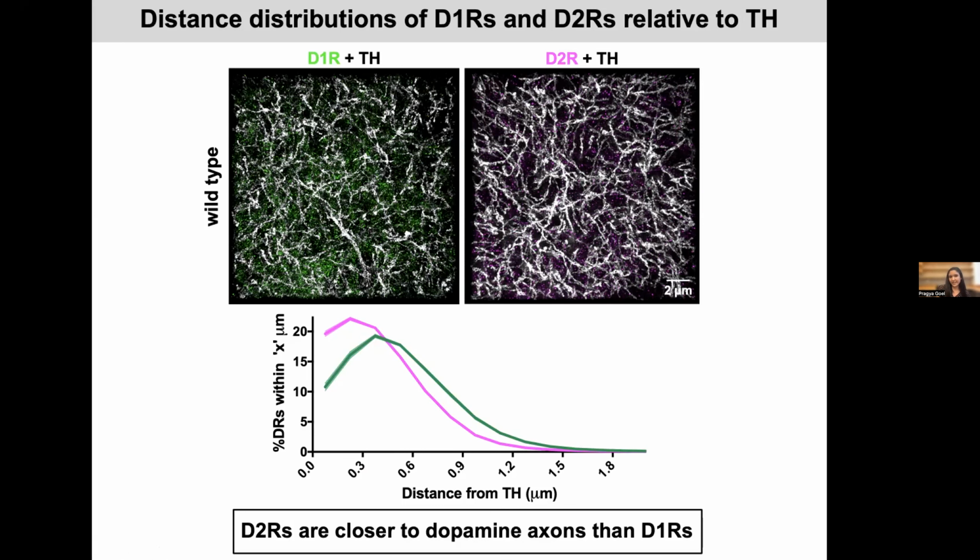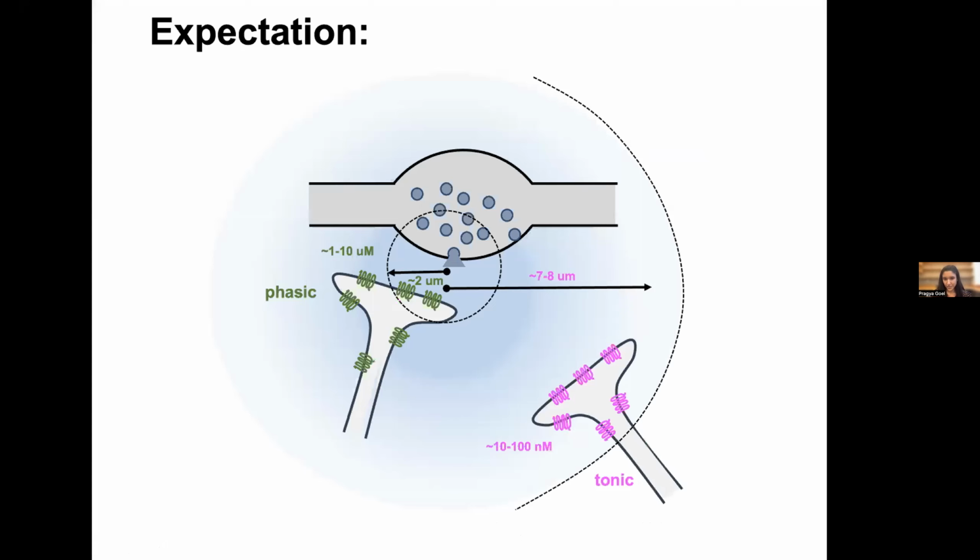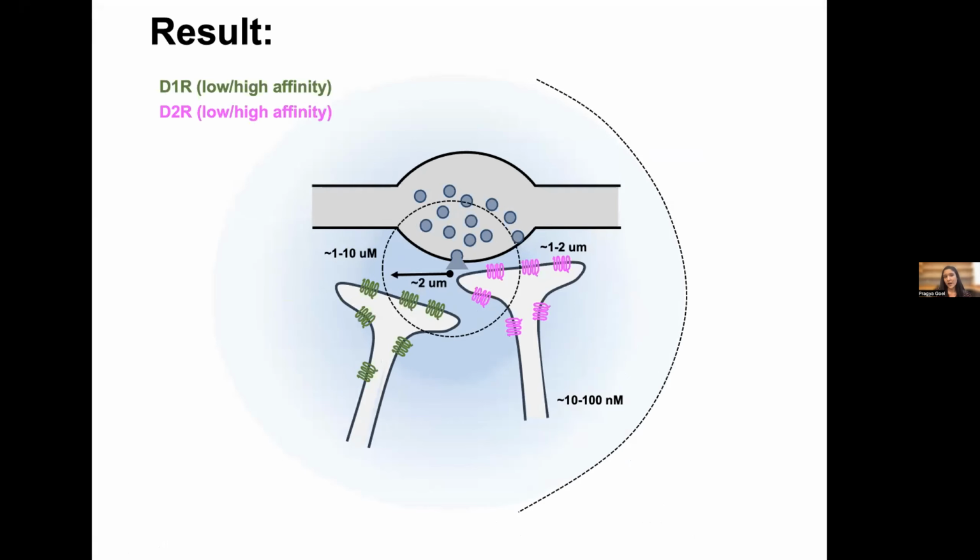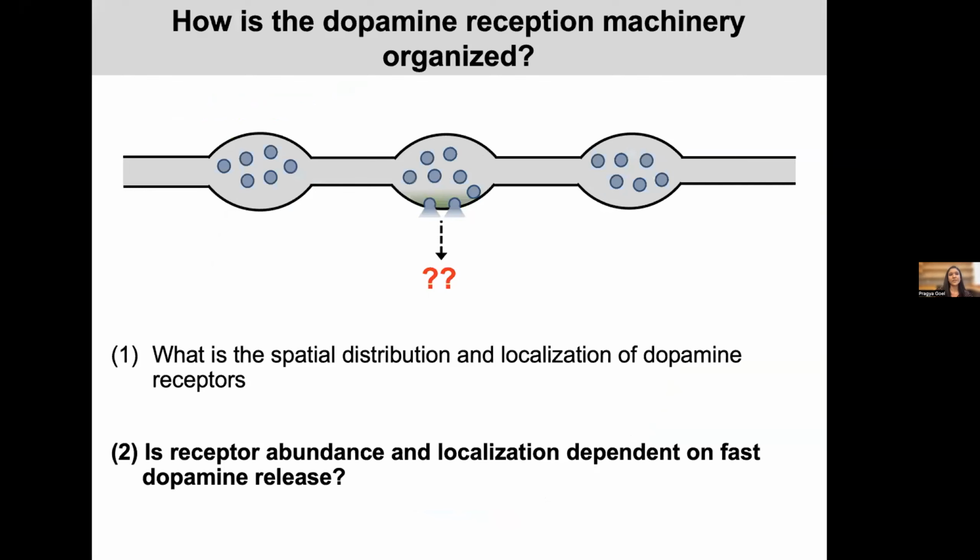This was a little surprising because the expectation from the affinity-based models that I described before was that D1Rs are closer to dopamine axons, but our results showed that D2Rs were actually closer to dopamine axons than D1Rs. Next we wanted to understand what signal could possibly dictate this localization. Could it be release of the neurotransmitter dopamine itself? The experiment was to abolish dopamine release and then assess receptor localization.